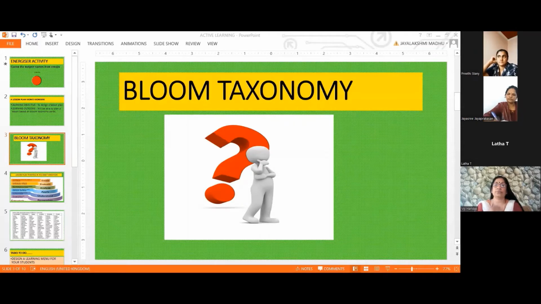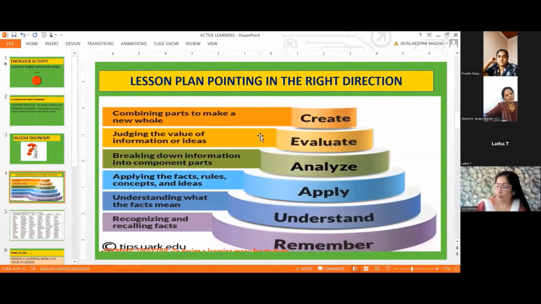Bloom's taxonomy is a classification system that shows the various levels of learning. It starts with the very lowest level. Can you see that on the screen? Can you all see the screen clearly?